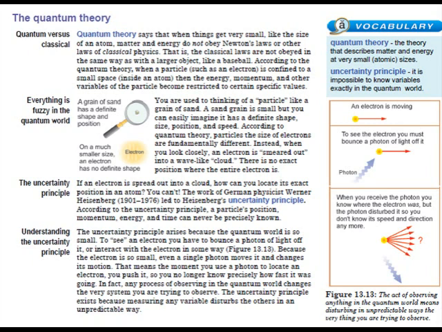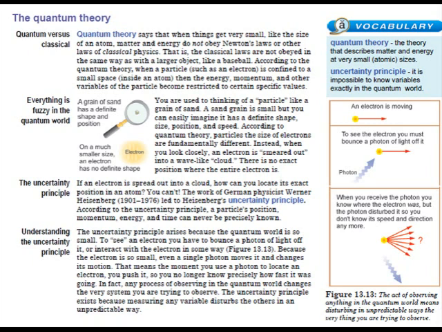According to the uncertainty principle, a particle's position, momentum, energy, and time can never be precisely known. The uncertainty principle arises because the quantum world is so small. To see an electron, you have to bounce a photon of light off it or interact with the electron in some way, figure 13-13. Because the electron is so small, even a single photon moves it and changes its motion.